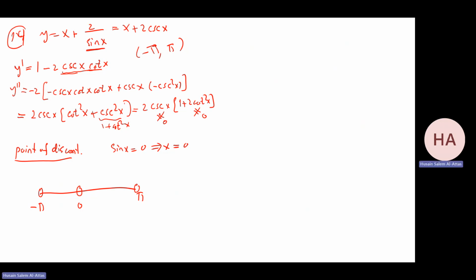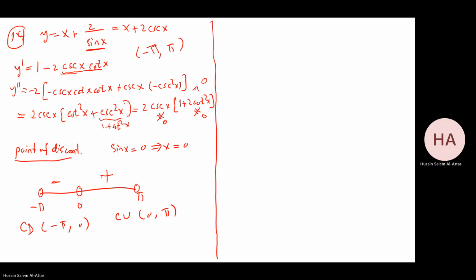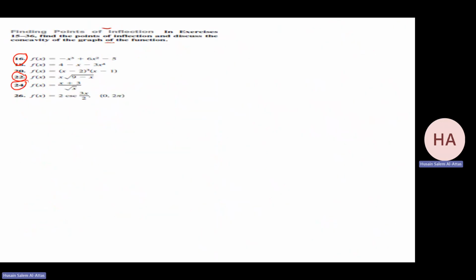I check the sign for this. This is always positive. I just need to check cosecant. Cosecant in the third and fourth quadrant is negative. This is positive. So it's concave down from minus pi to 0, and concave up from 0 to pi. The thing here, the calculations, there is never 0, there is never 0. But I need to consider always the point of discontinuity. Yeah. But as I said, usually the difficulty comes from the functions.